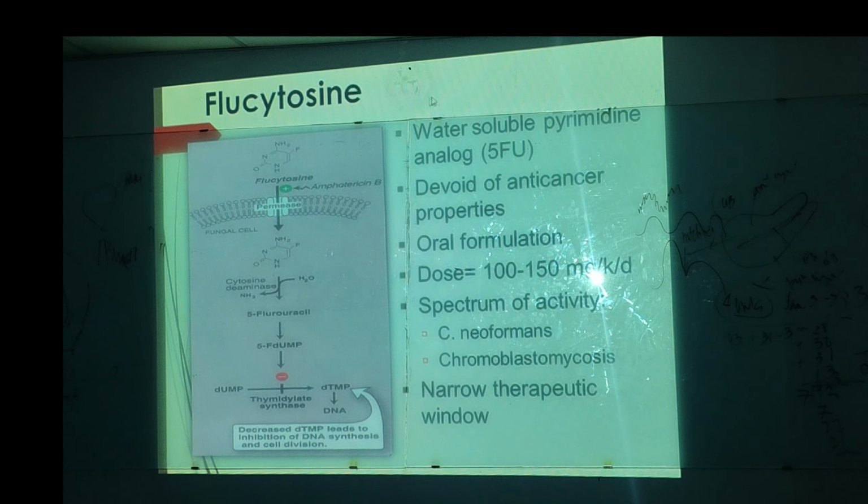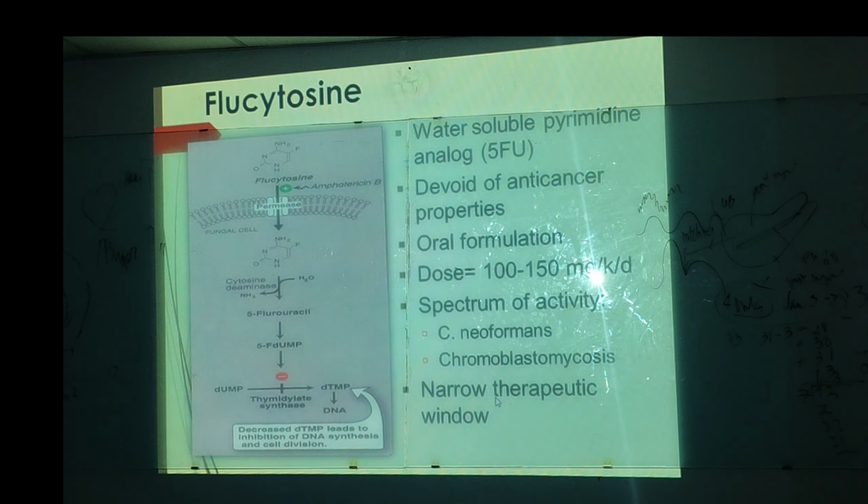So your flucytosine is a water-soluble pyrimidine analog. Remember, there is an anti-cancer drug, your 5-FU, but this flucytosine is devoid of anti-cancer properties. It is available in oral formulation, and the dose is 100 to 150 milligram per kilogram per day. Spectrum of activity: your Coccidioides, Cryptococcus neoformans, and chromoblastomycosis. So it's effective for these fungi.